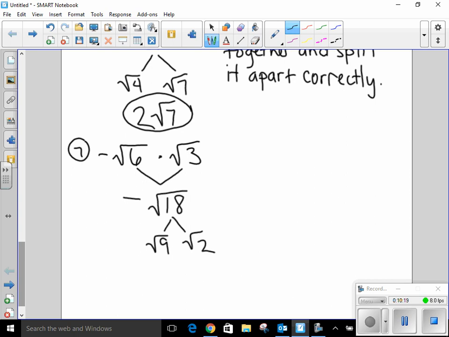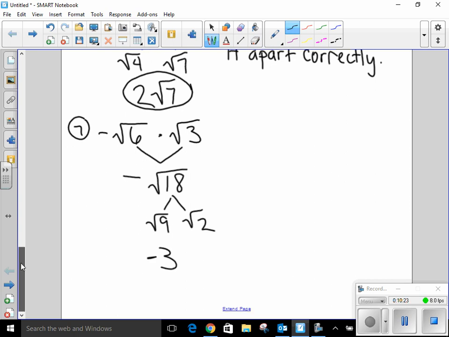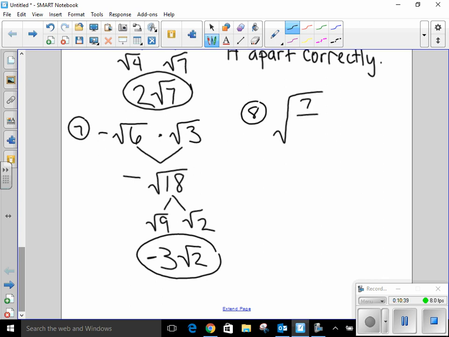The square root of 9 is a 3. Bring that negative sign down because that negative sign was on the outside. That makes it negative 3. And then square root of 2 stays in your radical. So here's the final answer to that one. Again, put the two numbers together and then resplit it apart. That's multiplication. Now if we look at division, you have the square root of 7 over 16.